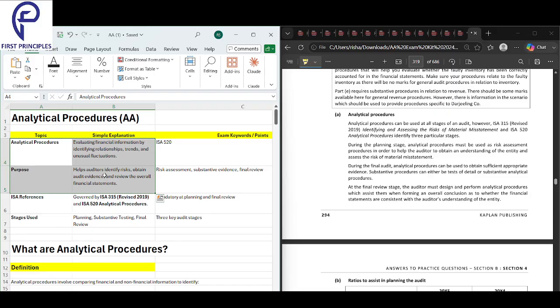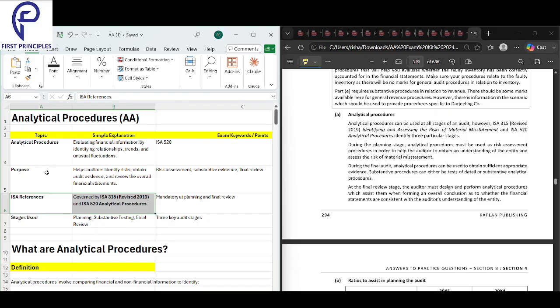What is the biggest benefit of analytical procedures? It will help the auditor to identify the risk. That is the biggest benefit. Next, ISA reference. Analytical procedures are governed by ISA 315 and ISA 520. These are the two ISAs that will help us in understanding analytical procedures.